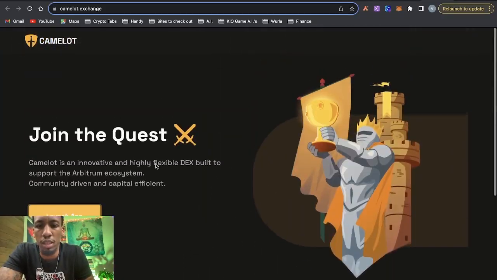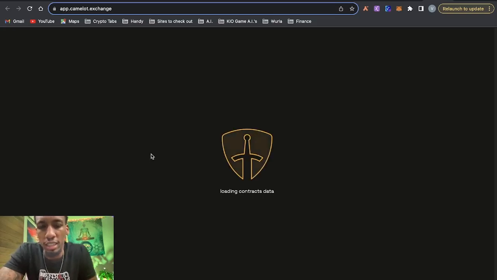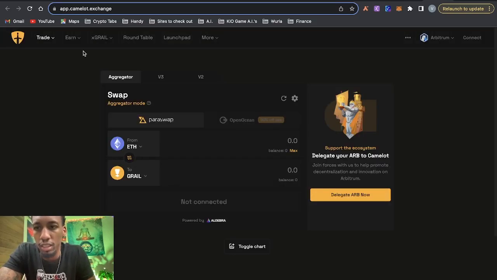and at the end, I will tell you if I would use Camelot or not and why. All right, so here we are on the website, pretty much just a one pager here. You click launch, and now let's start getting into the nitty gritty. So they have a pretty simple UI. They have an aggregator too, so you get the lowest price across Arbitrum, it sounds like.